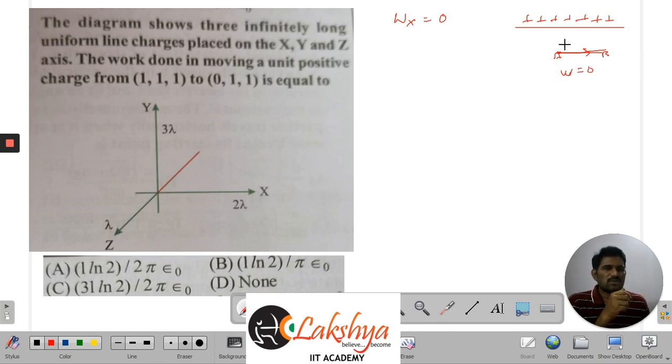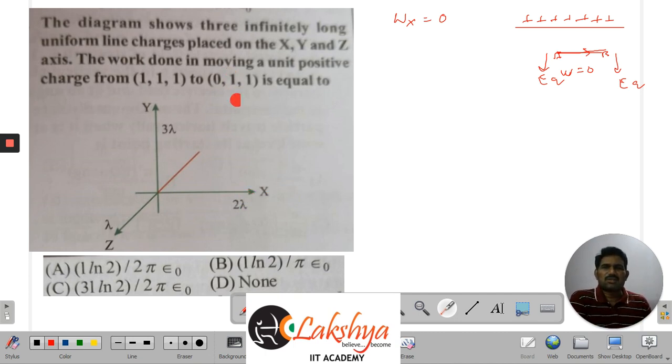Because, or simply you can say this, the electric field at any point will be along this direction only. So displacement and this force are perpendicular: EQ is along like this, but displacement is along this direction, perpendicular to the EQ value, so you can conclude that work done will be 0. And because of this, when the particle is displacing from 1, 1, 1 to 0, 1, 1, I can conclude that work done due to this line of charge along the x-axis will be 0.